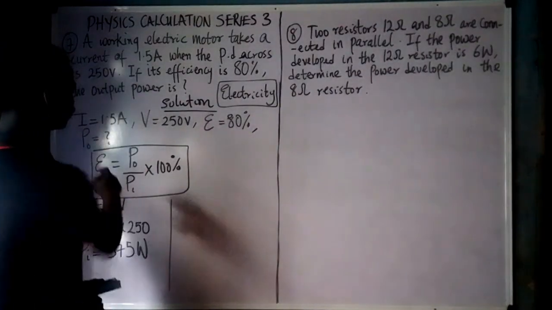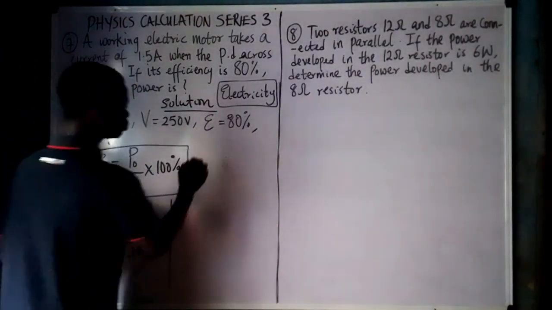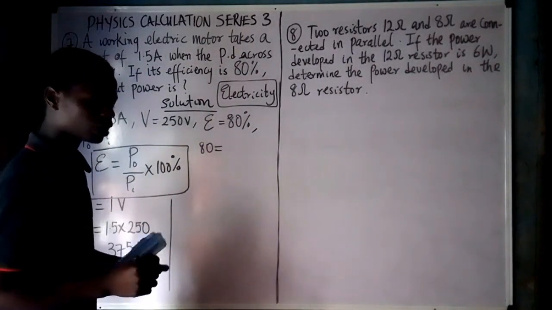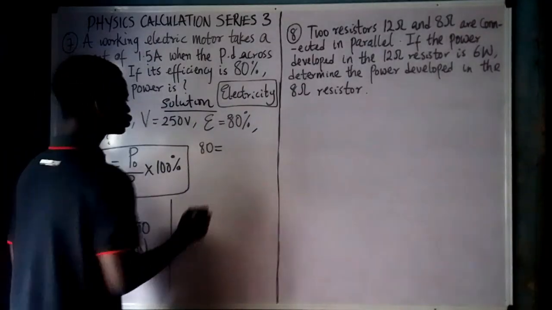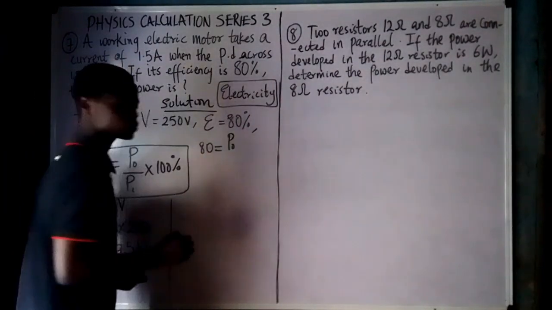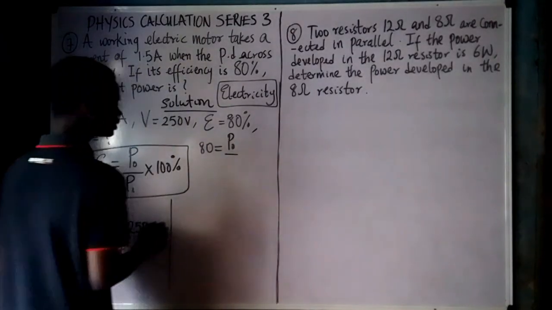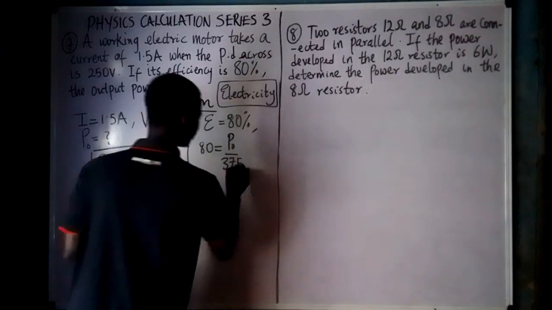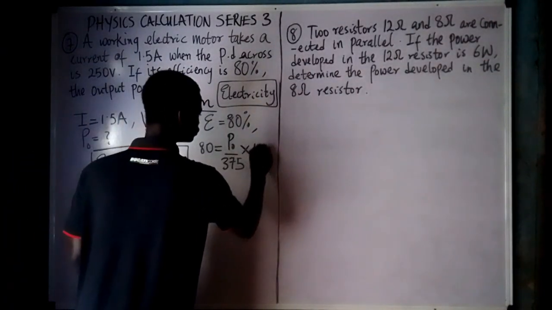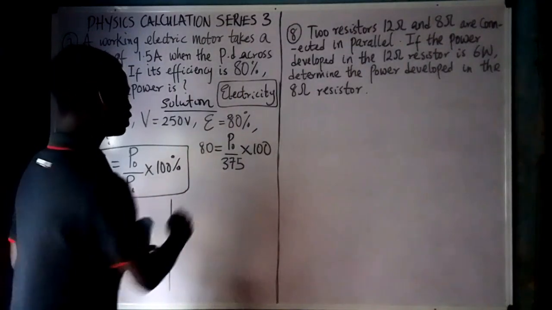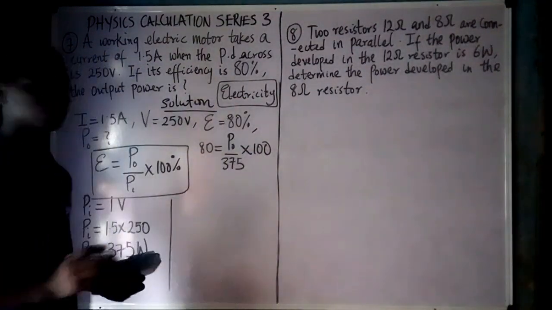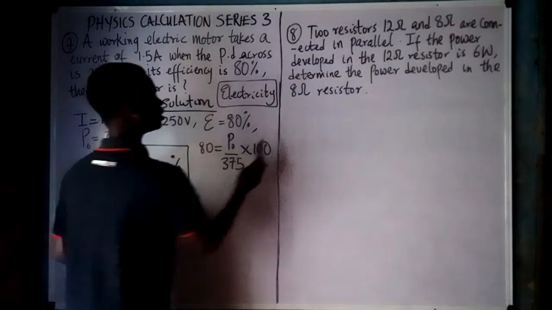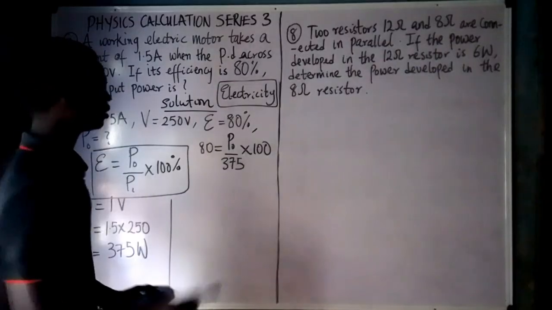Using this formula, in place of efficiency we are going to put 80, equal to. Now, in place of output power, do we have any value yet? No. So we leave it as output power, P subscript 0, over our input power. From our calculation, our input power is 375. And everything should be times what? 100. Now if you observe, I didn't add the percent signs, but normally they should be there. Why did I not add them? Because this is an equation, the percentage on this side cancels the percentage sign on the other side. So we are going to be left with this.